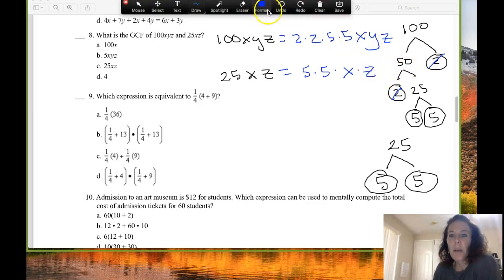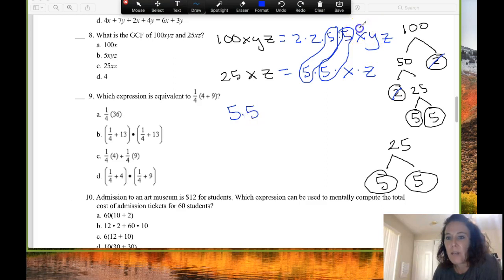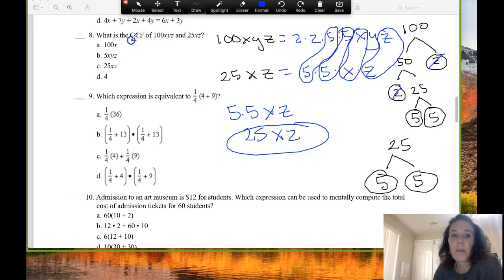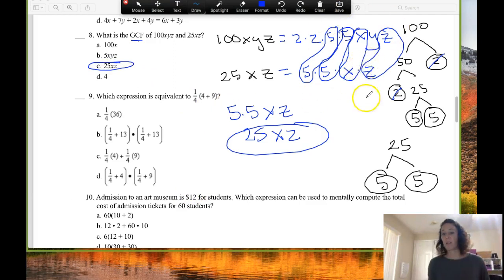Now, your greatest common factor are going to be the factors they have in common. So they have a 5 in common, so I'm going to write that here. They have another 5 in common. I'm going to write another 5 they have in common. They have an x in common, so I write that. And they have a z in common. And if I simplify this, 5 times 5 is 25. So 25xz is the greatest common factor of these two terms, 25xz.